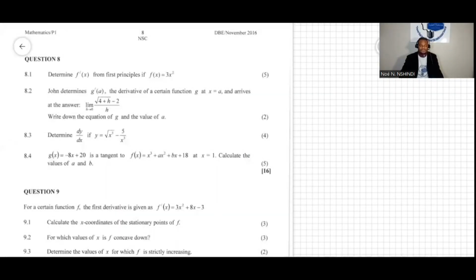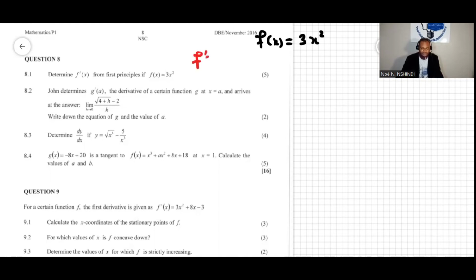Well, we have another question here, question 8. The question says determine f prime of x from first principles if f of x is equal to 3x squared. I'm going to write the question over here: f of x is equal to 3x to the power of 2. The first principle is given by this formula.